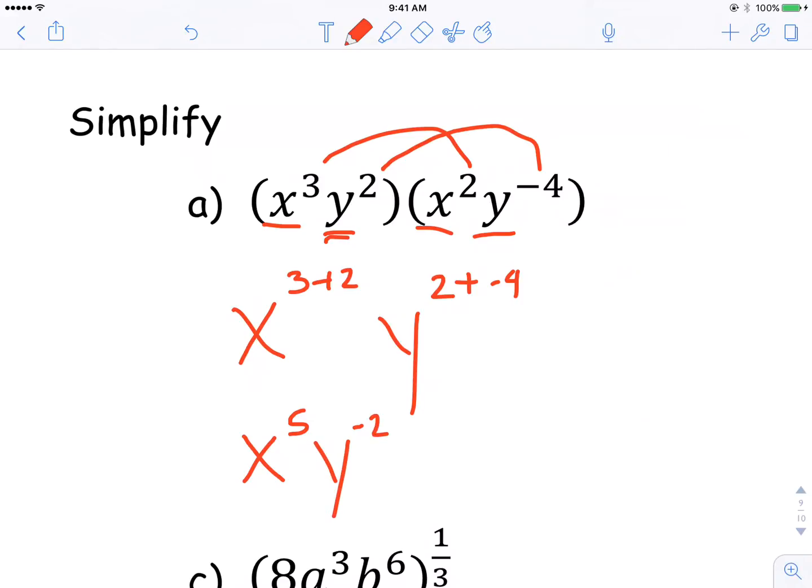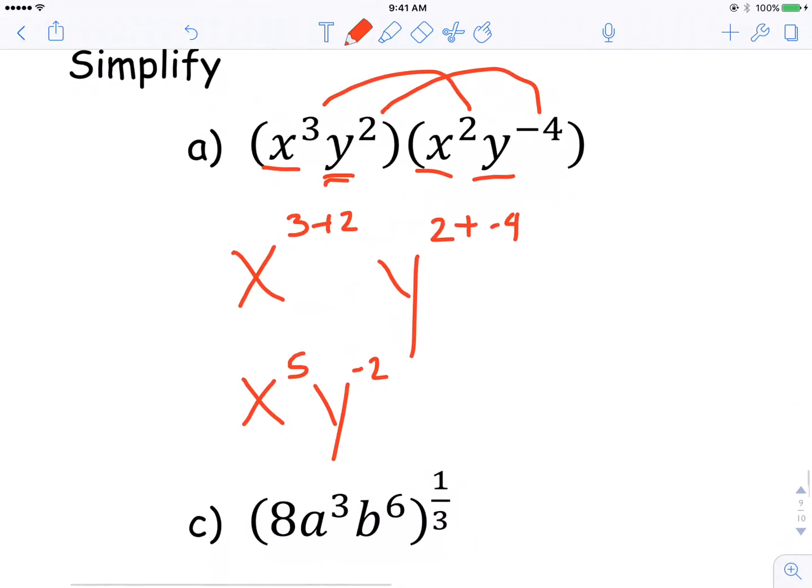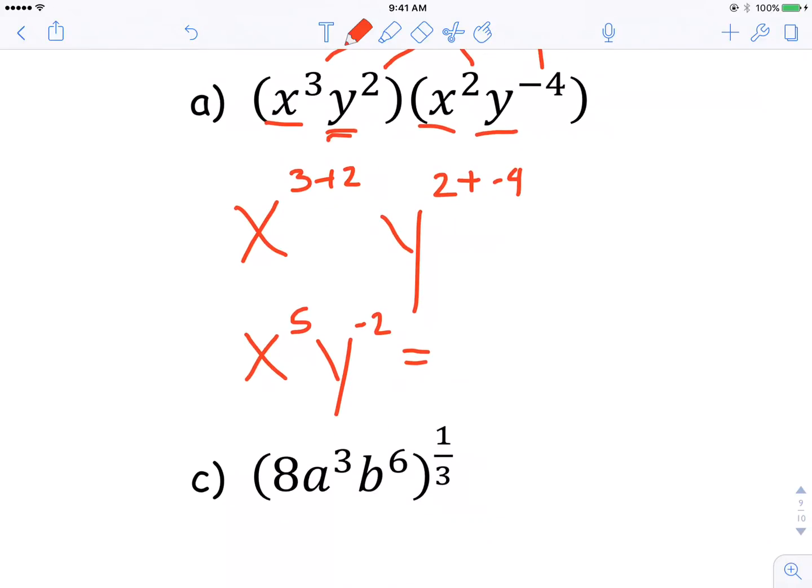But I can't have negative 2 as an exponent because it's negative. So at this point, hopefully you're used to practicing with negative exponents and knowing that if the variable or the value is on the top of a fraction, in this case it would be on the top of a 1, then it simply moves to the bottom. So this becomes x to the 5th over y squared. And you would be done there.